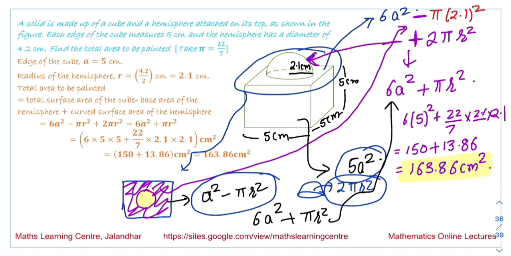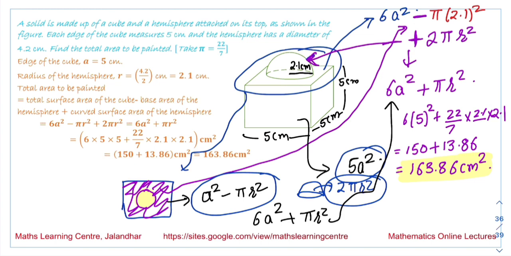Now the next question is: a solid toy is in the form of a hemisphere surmounted by a right circular cone of height 2 centimeter. In this figure, the hemisphere is there and it is surmounted by a cone, and the diameter of the base is 4 centimeter. So the radius is 2 centimeter, and the height of this cone is 2. If this radius is 2, this height over here is also 2 centimeter.